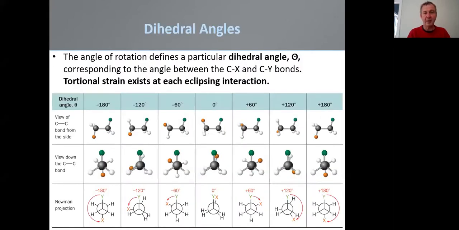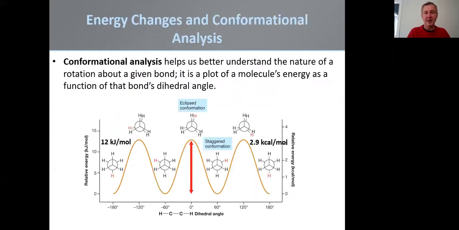here's the idea of staggered and eclipsed through that dihedral angle, looking down the end. And what we see is staggered, eclipsed, staggered, eclipsed, staggered, eclipsed. And logically, it's 2.9 kilocalories, 12 kilojoules, I apologize.